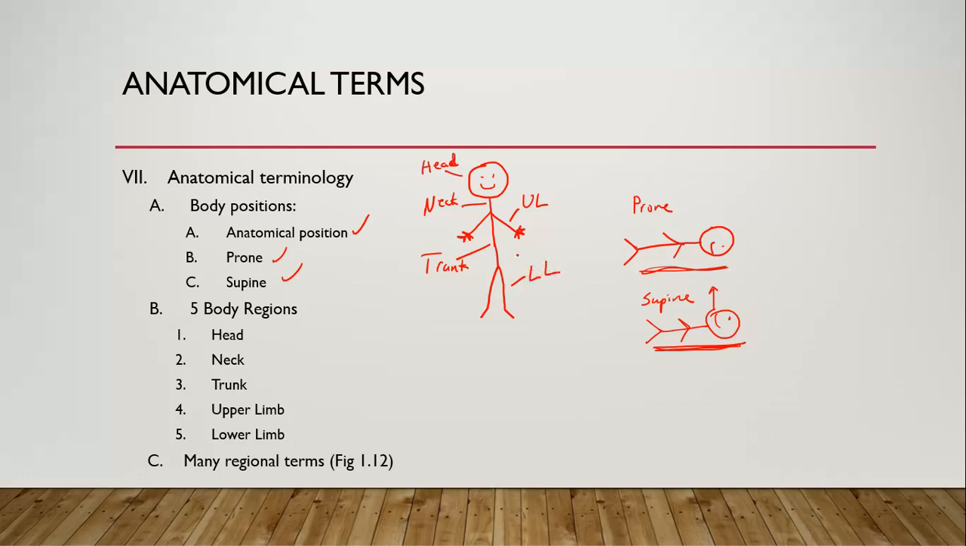Now, why don't we call it arm and leg? The reason is because there's a specific region of the upper limb that's called the arm, and there's a specific region of the lower limb that's called the leg. And then we can break these down into many more regional terms. Now, one other thing, the region that we call the head, we call cephalic. That's its really technical term. The neck we call the cervical region.